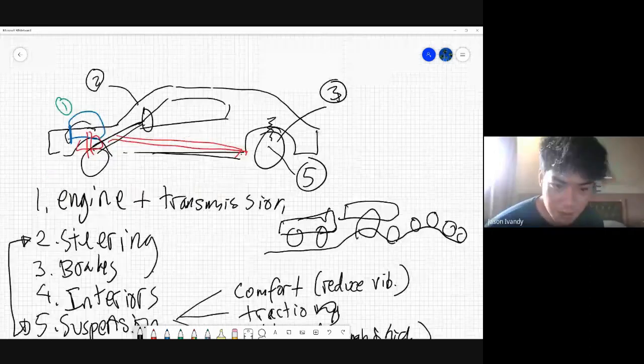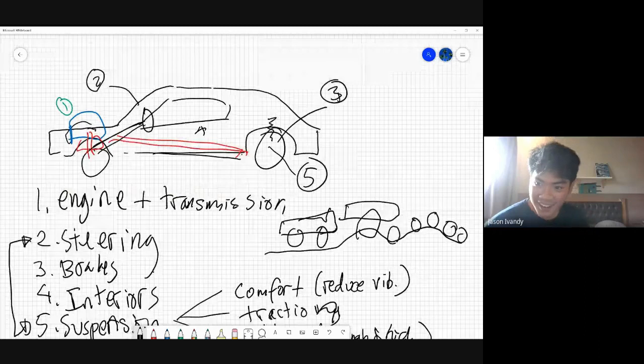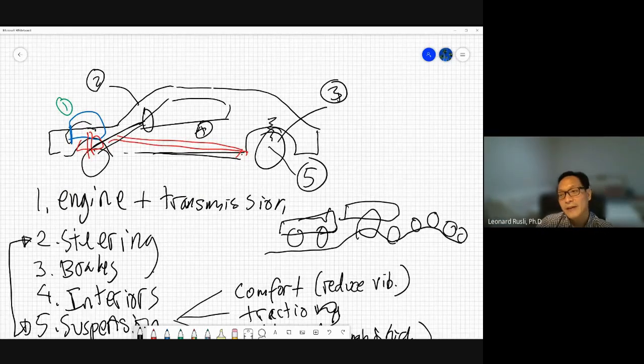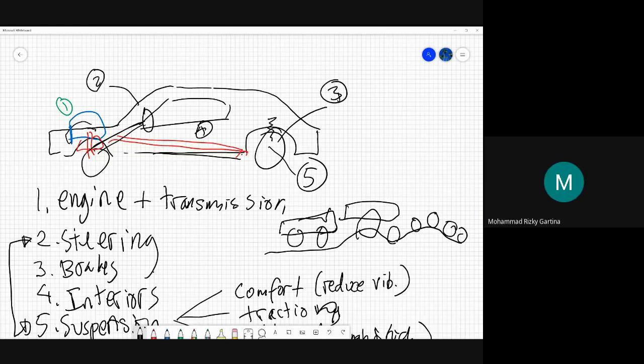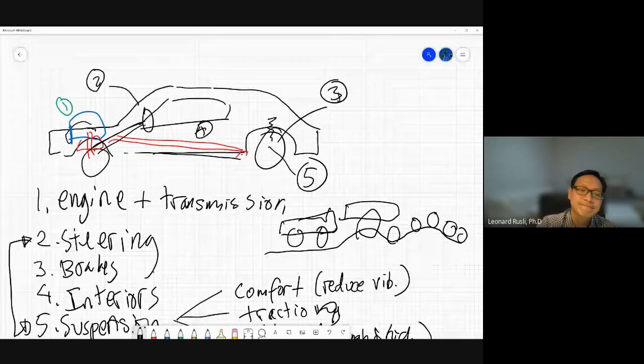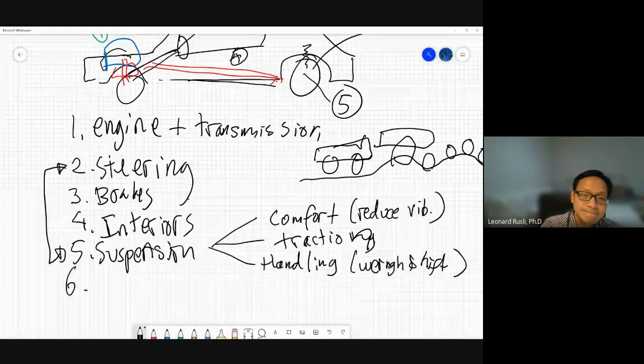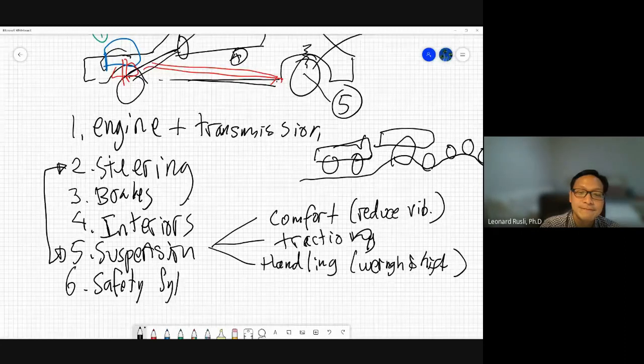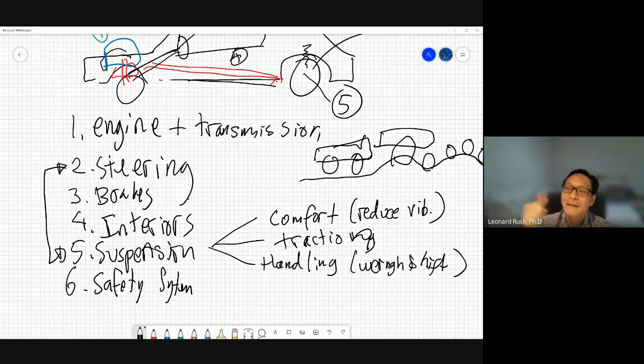The safety system, sir. Safety, okay. How do you achieve safety? Airbag, sir. Seatbelt, airbags. Okay. Safety systems. Airbags, ini, dan of course brakes. Brakes.